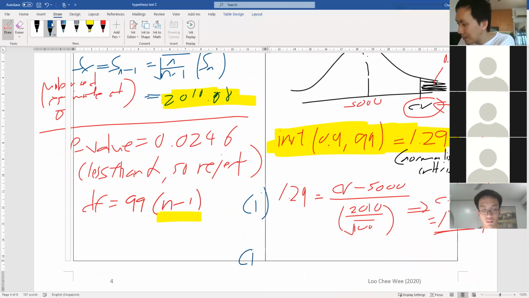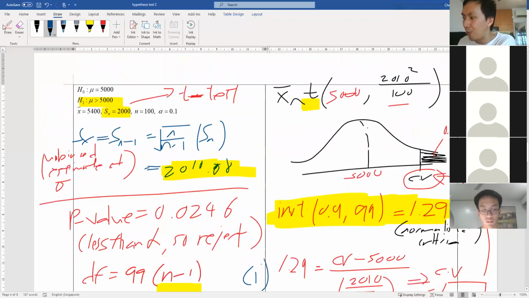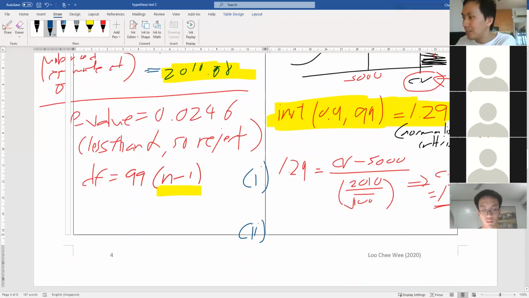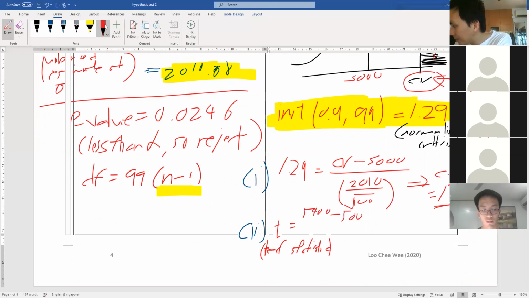Otherwise, after you establish the 1.29, what you will do is normalize your sample mean of 5,400. So your normalized T, which is our test statistic, is equal to 5,400 minus 5,000 over 2010 over square root of 100. We will always be using 2010 because 2010 is the unbiased estimate of sigma.